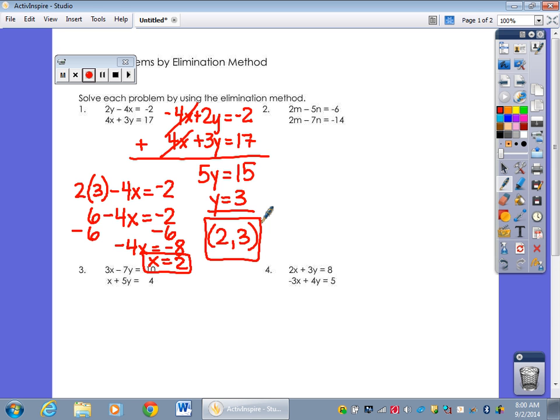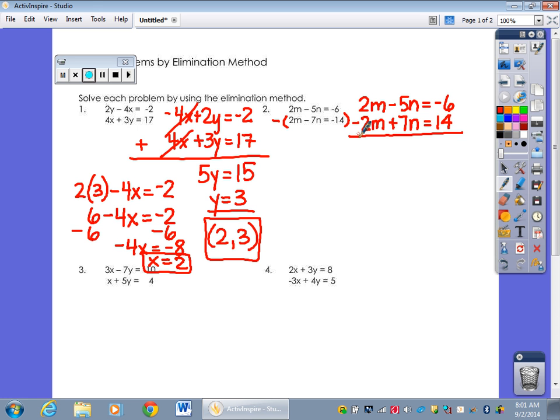Okay? Number 2. Notice that 2m and 2m could cancel out if one of them were negative. So I'm going to go ahead and multiply the second equation by a negative so that that becomes a negative 2m. First equation I'm going to leave alone. So I have negative 2m. This will become positive 7n equals a positive 14.